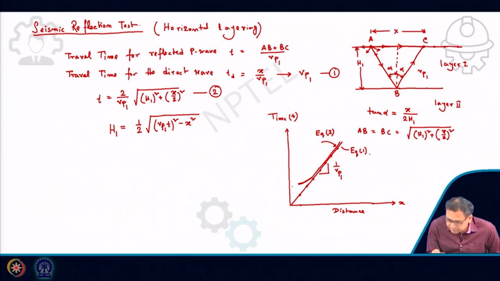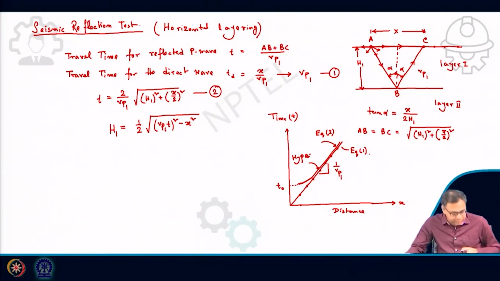Okay, and next I can extend it up to the y axis, and that line will give me, say, T0. So, I will extend it, I will get the T0. This is my real data, then you will extend it. So, this will give me the hyperbola expression. This is a hyperbola.